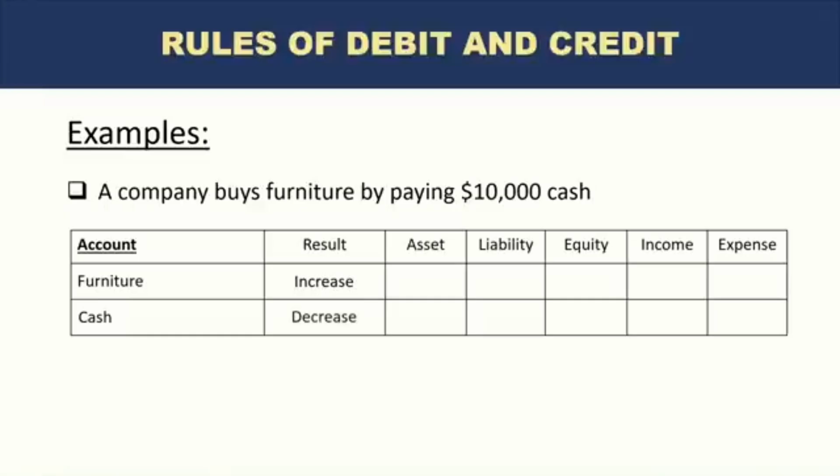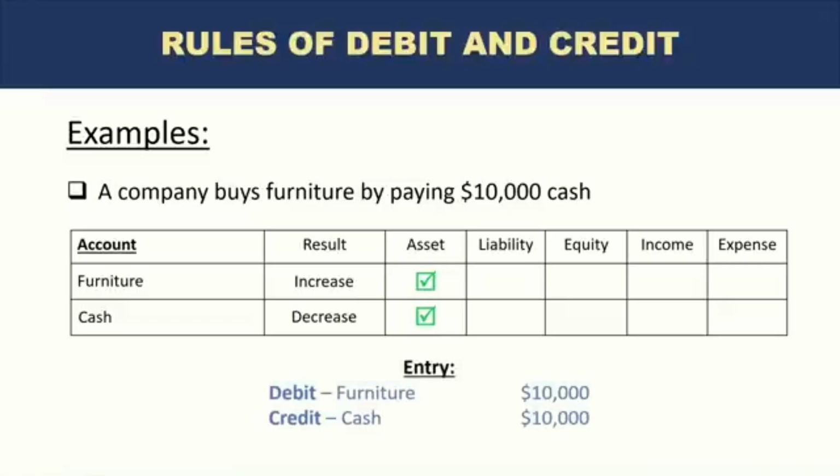Okay, what is the nature of furniture? It's an asset. What's the nature of cash? It's an asset. So we have an increase in asset, but we also have a decrease in asset. What we learned from the rules of debit and credit, asset increase is debit, asset decrease is credit. So the accounting entry will be debit furniture, 10,000, credit cash, 10,000. You see how the rules are applying, and there is no exception. Let's move on to the next one.